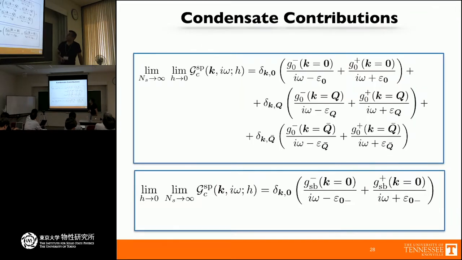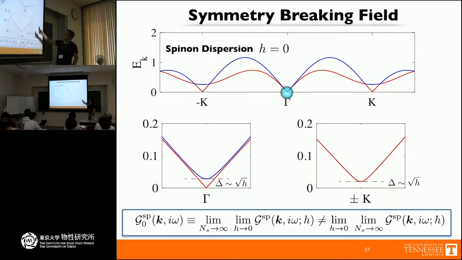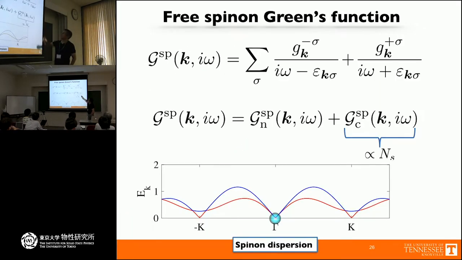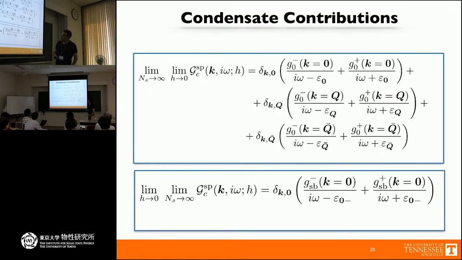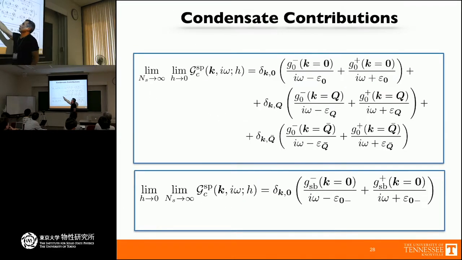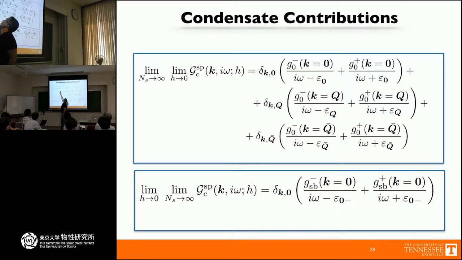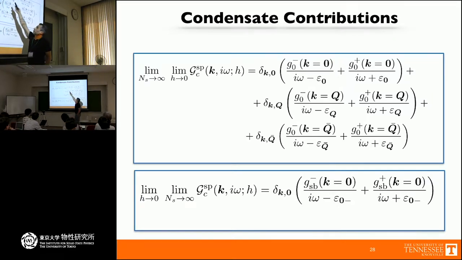Okay, so if you really perform these limits in the two different orders, you can convince yourself that indeed the condensed part of the Green's function, this part that scales like the number of bosons, is different. When you do the limit in this way, you have contributions at k equals zero, the ordering wave vector, or minus the ordering wave vector.